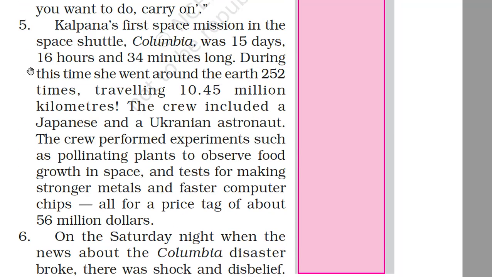The fifth phrase: Kalpana's first space mission in the space shuttle Columbia was 15 days, 16 hours and 34 minutes long. During this time, she went around the Earth 252 times, traveling 10.45 million kilometers. The crew included a Japanese and a Ukrainian astronaut. The crew performed experiments such as pollinating plants to observe food growth in space and test for making stronger metals and faster computer chips, all for a price tag of about $56 million.